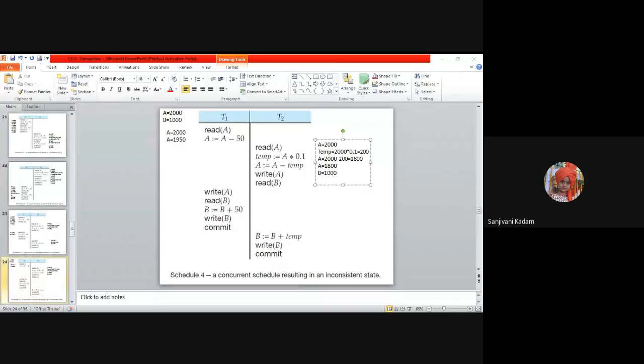Clear with this explanation? Clear with this explanation why we have taken A equal to 2000? Because here T2 is a separate transaction and T1 is a separate transaction. This has read the value from the database. It has updated the value, but these updates are not yet written to the database. Whenever this transaction executes the write A operation, only at that point will it write the new updated value to the database.